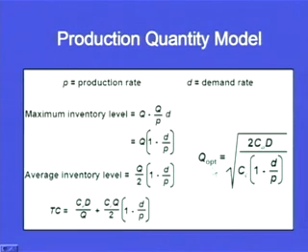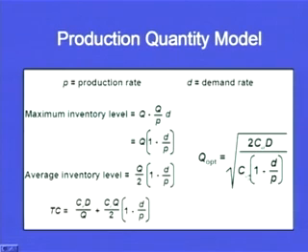Now we can see that in the production quantity model, again we can find out the Q optimum. The expression is given here. In order to find the Q optimum, in this case we need several different types of quantity. That is, we need the ordering cost, or CO, we require the carrying cost, we require the annual demand, also we require the demand rate, and we also want the production rate.